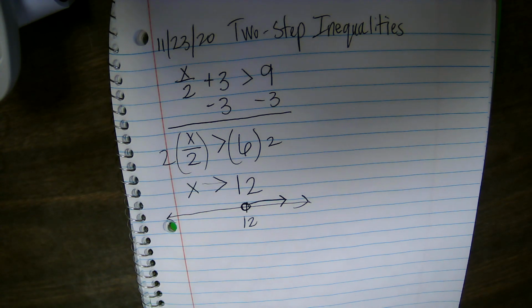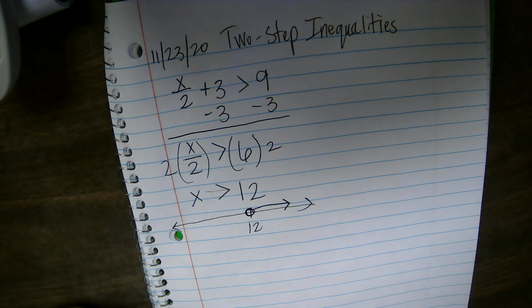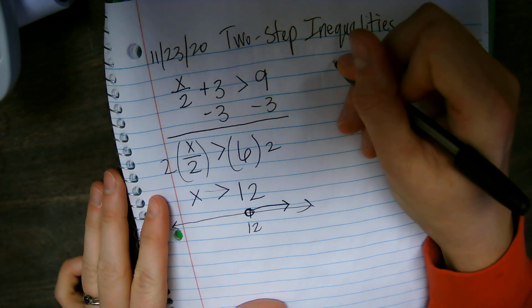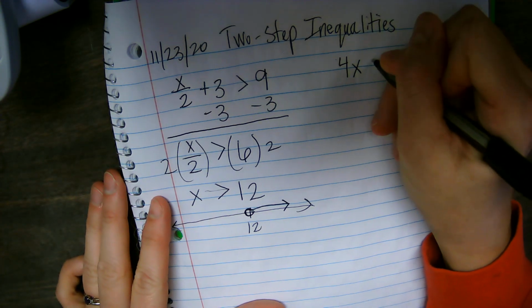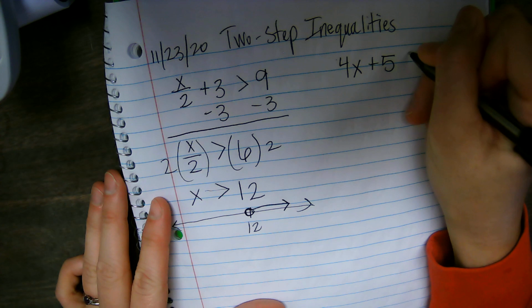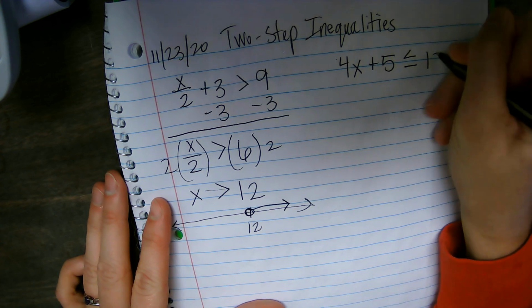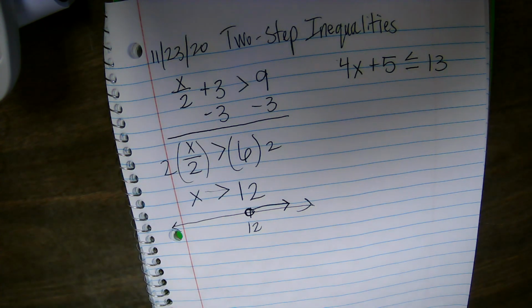All right, I want you to test yourself with this example. 4x plus 5 is less than or equal to 13. So I want you to solve it and try and kind of show how you would graph it. Pause your video and try that.